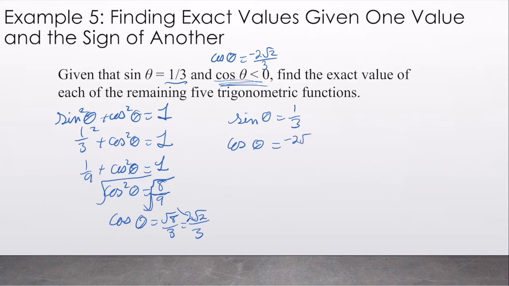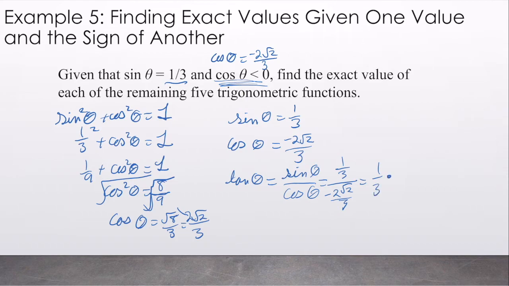Tangent of theta is sine of theta over cosine theta. So I get 1/3 over -2 square root of 2 over 3, which is 1/3 times 3 over -2 square root of 2. My 3's cancel. I multiply by the square root of 2 on the top and the bottom, and I get negative square root of 2 over 4, just like we did before.